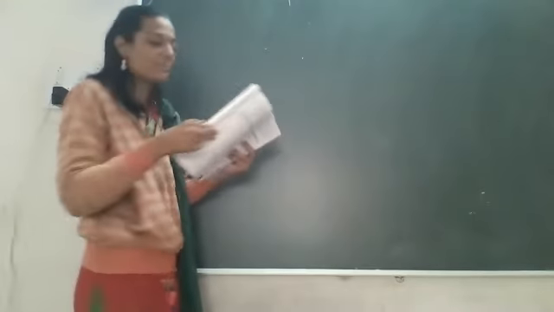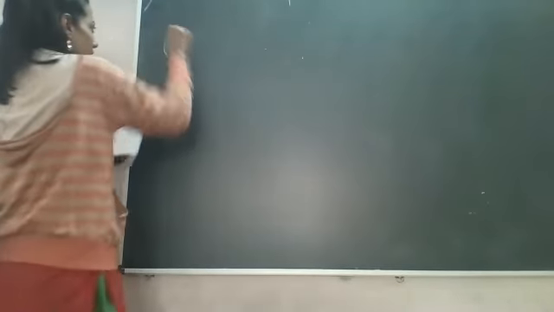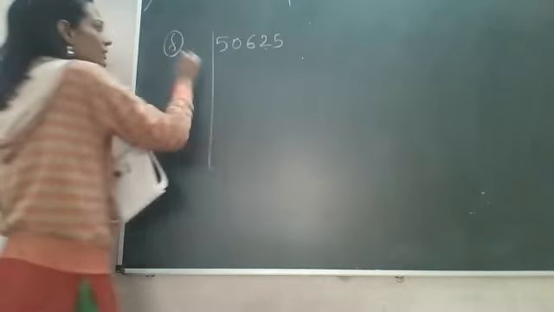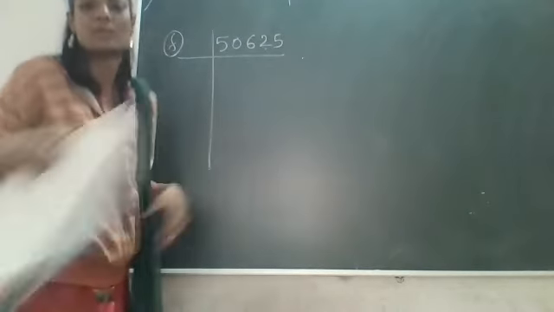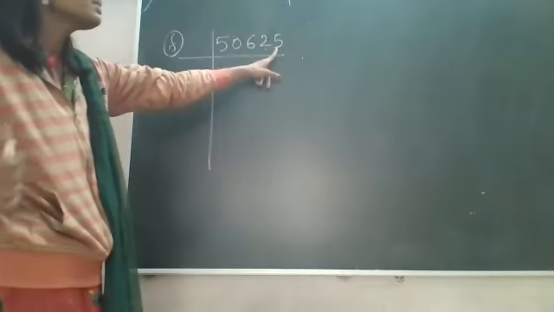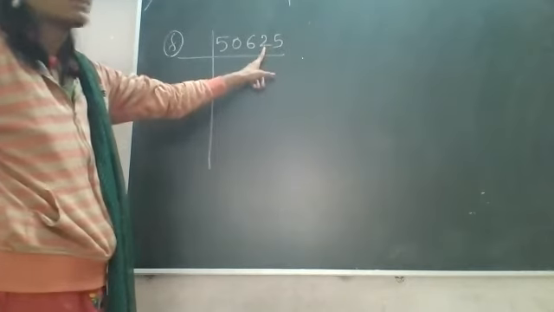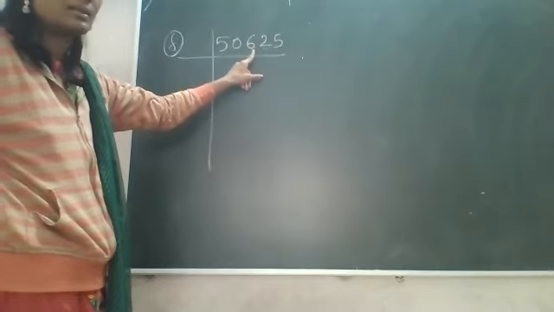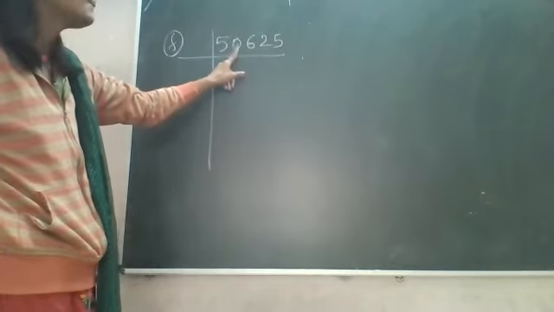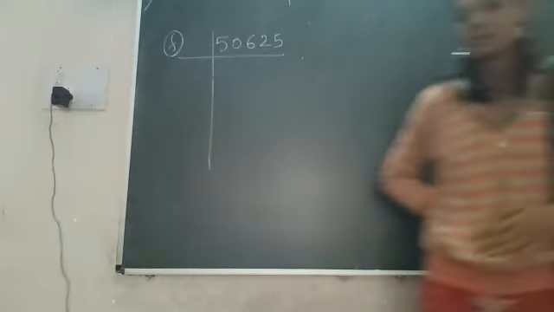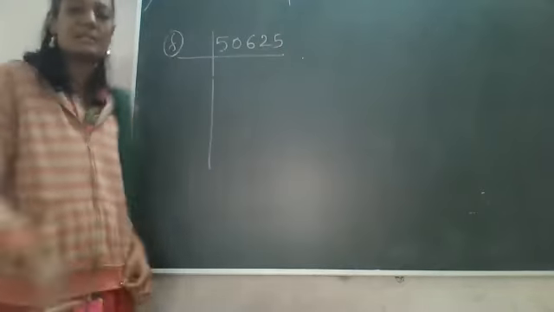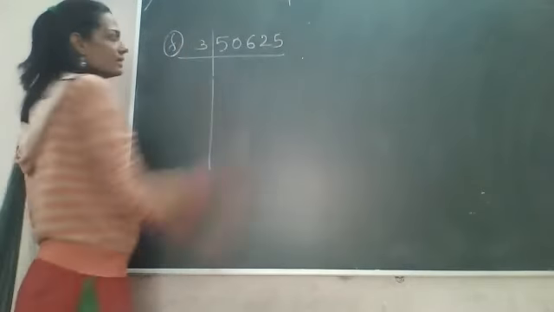So your F question is 50625. You have to find out the factors of this number. So how would you find it out? Here 5 is there. 5 plus 2 is 7. 7 plus 6 is 13. 13 plus 0 is 13. And 13 plus 5 is 18, which comes in the 3 table. Yes, right? So it is divisible by 3.